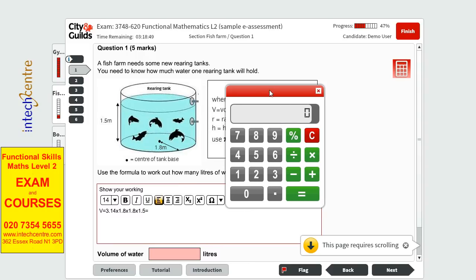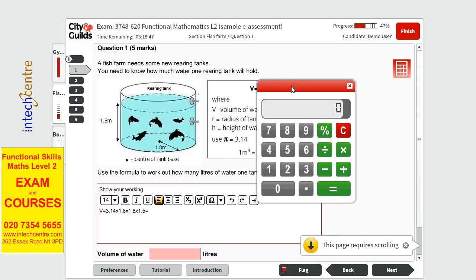Also, if you make a mistake here and you apply your calculations from here onto the next question, but you apply the correct method, it won't affect your answer. So please attempt the questions to the best of your knowledge. 3.14 times 1.8 times 1.8 times the 1.5 height.